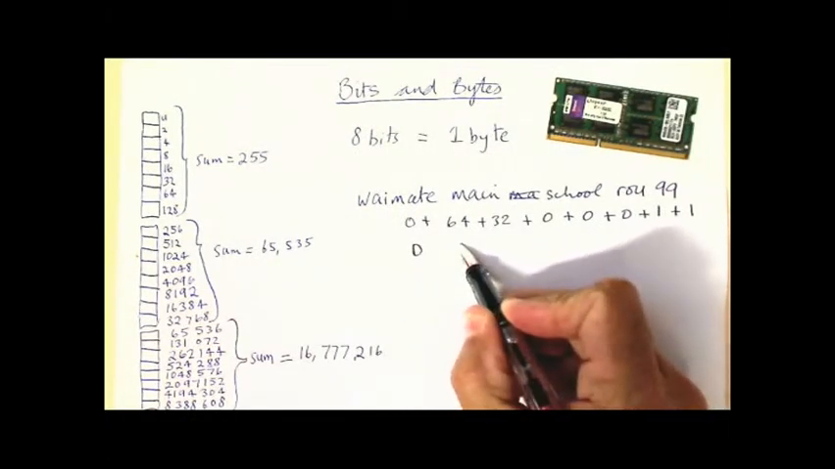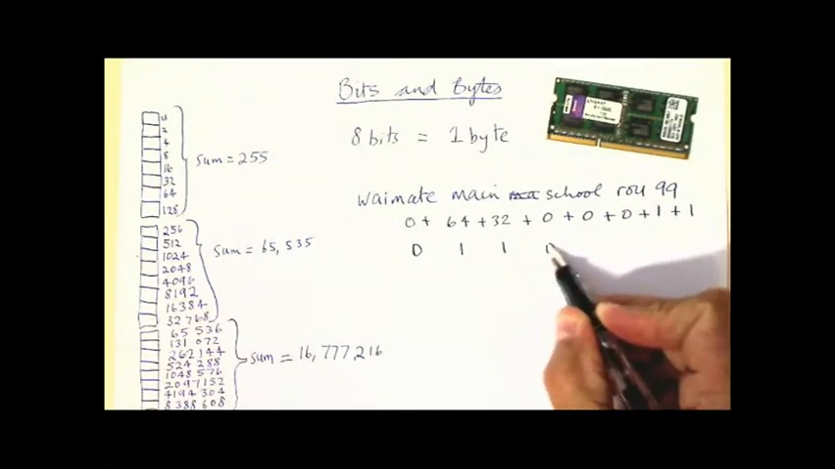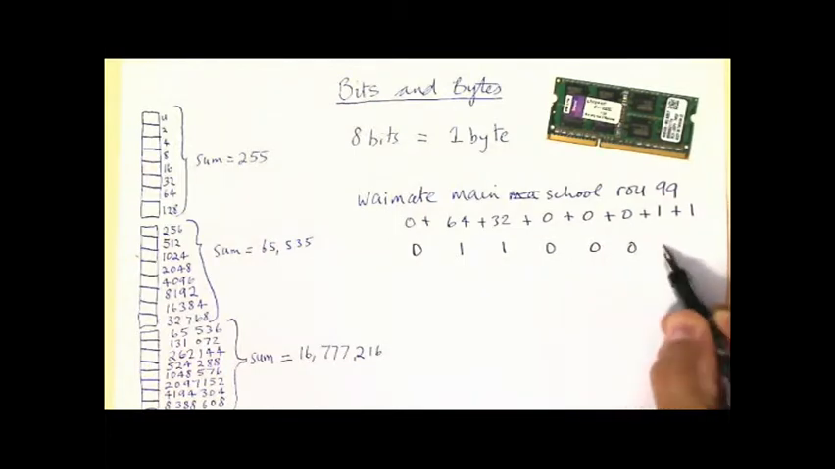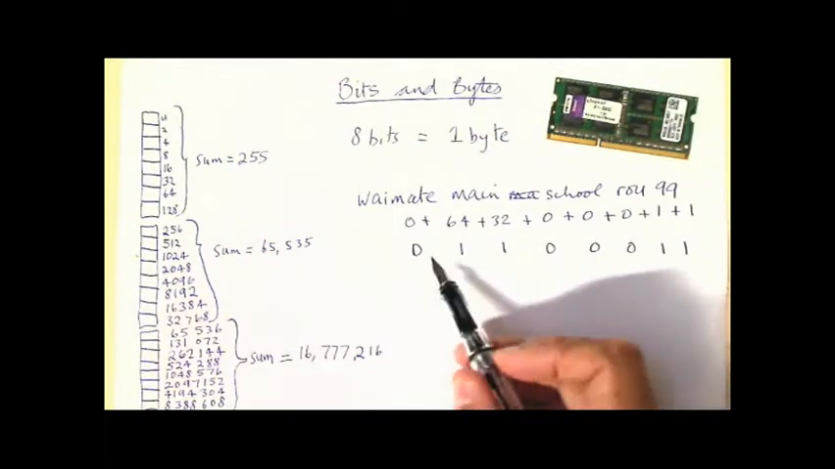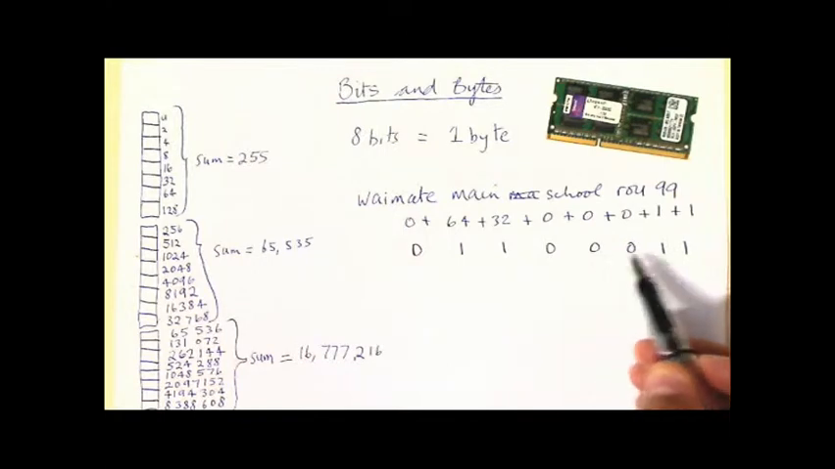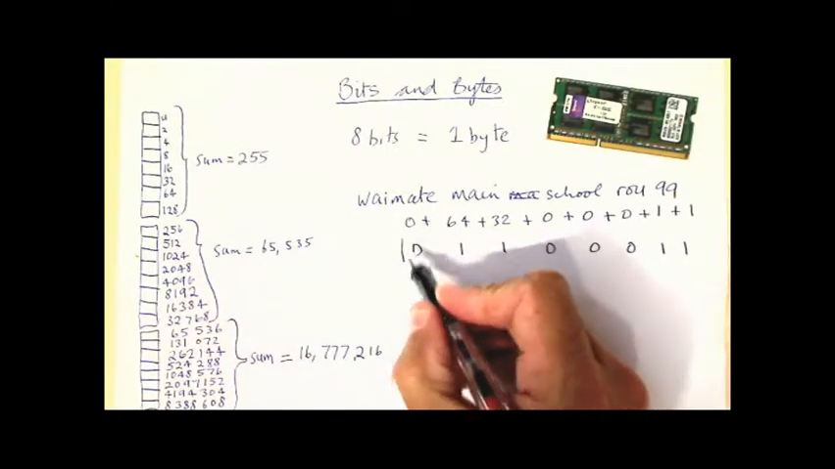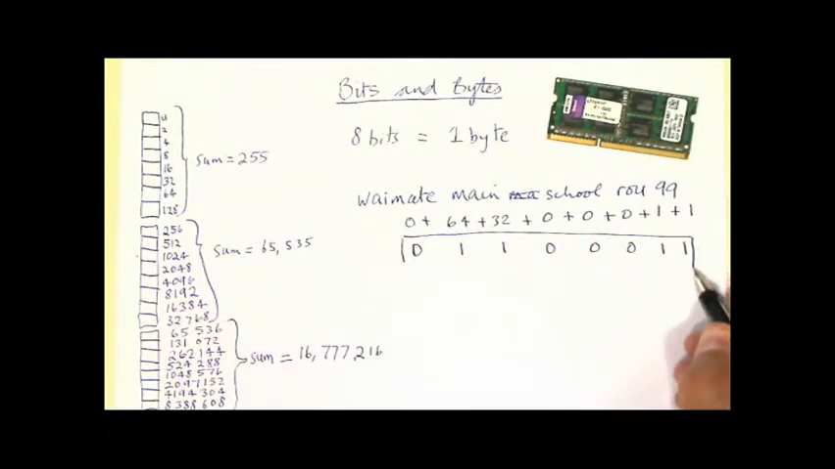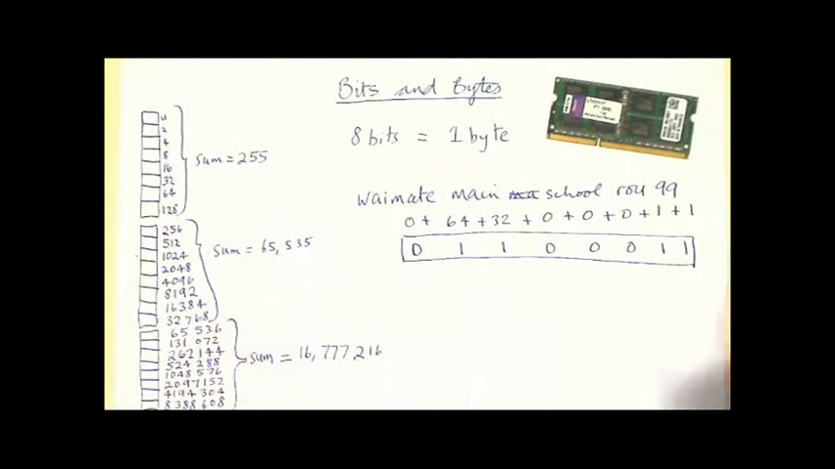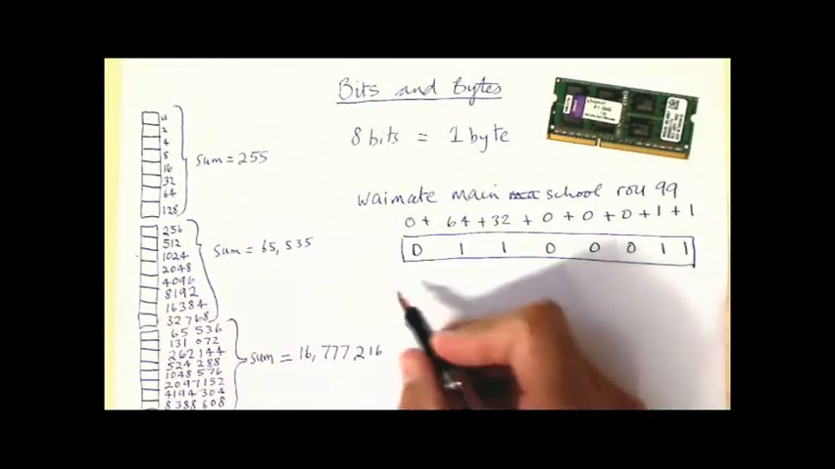0, 1, 1, 0, 0, 0, on 1. There should be 8 digits there. 1, 2, 3, 4, 5, 6, 7, 8. So that is what the population, the roll of Waimate Main School, which has got, for example, a roll of 99, would look like as a byte of information. It needs one byte.